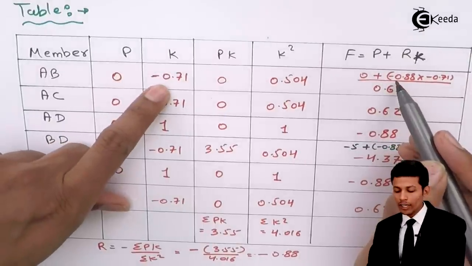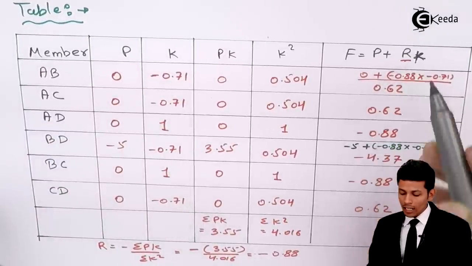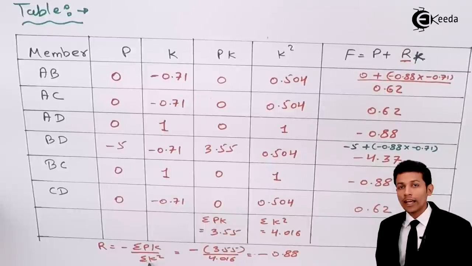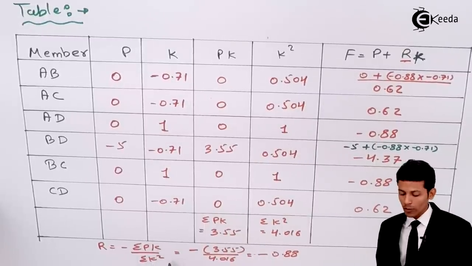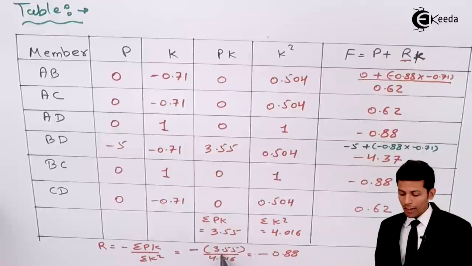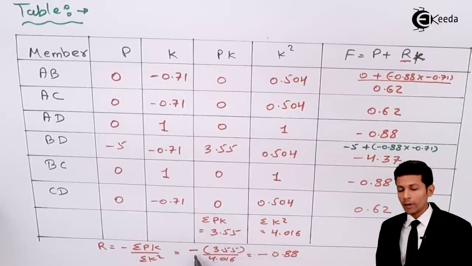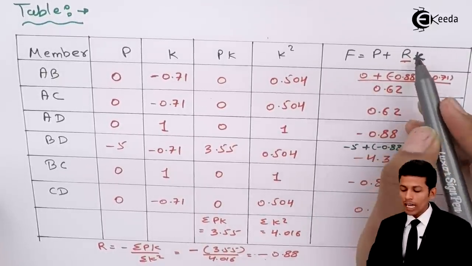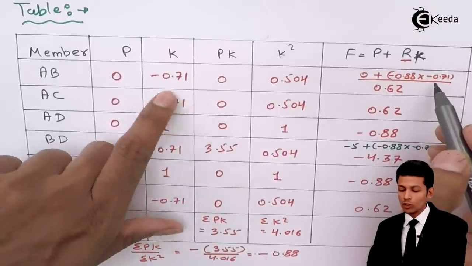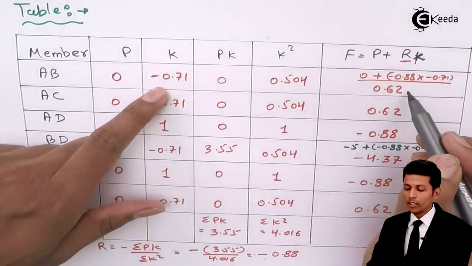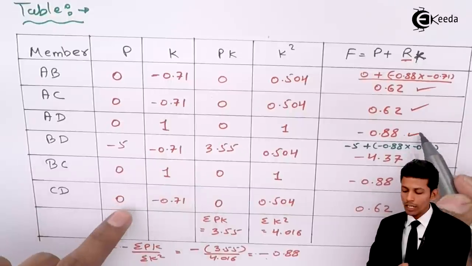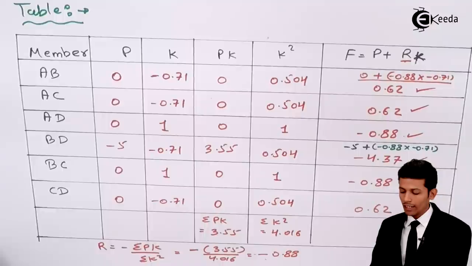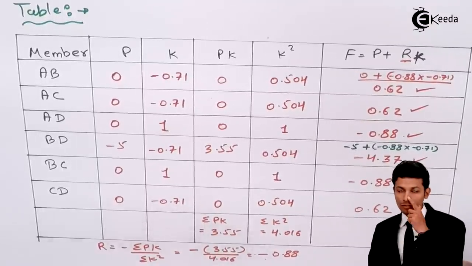K will be minus 0.71. Sorry, R. See, how will you find R? To find R, the formula will be minus summation PK upon summation K square. So PK will be 3.55, and K square 4.016. In the formula there is a minus, so this will be minus 0.88 over here. Okay, so 0 plus R will be minus 0.88 into K, which is minus 0.71, which is nothing but 0.62. Then 0.62, minus 0.88, minus 4.37. Here is our final answer for the final force of the truss.